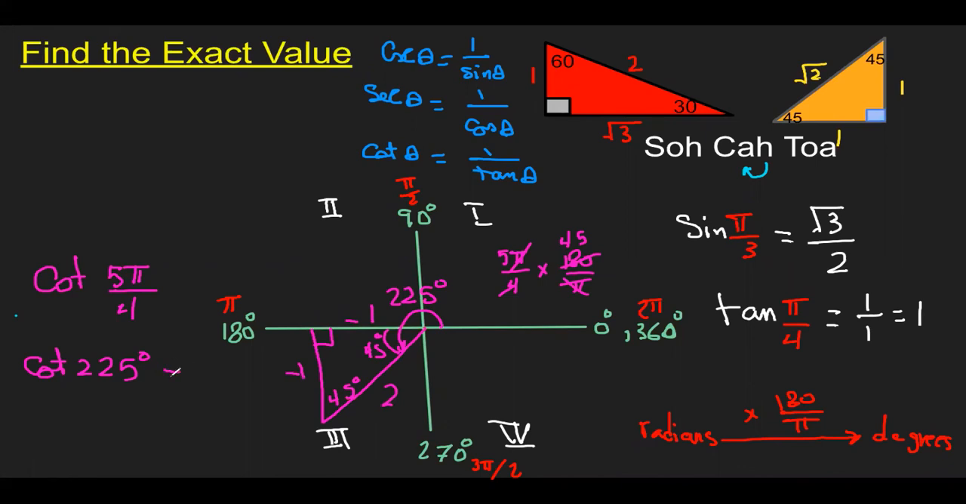So cotangent 225, which is representing the 5π over 4, will be opposite over adjacent. So -1 over -1, which gives me +1. In this question, I hope I said it's adjacent over opposite, because the cotangent is adjacent over opposite. Even if I said opposite over adjacent, it doesn't make a difference because both of them are -1s and you'll still get the right answer. Okay, and that's it for finding exact values.